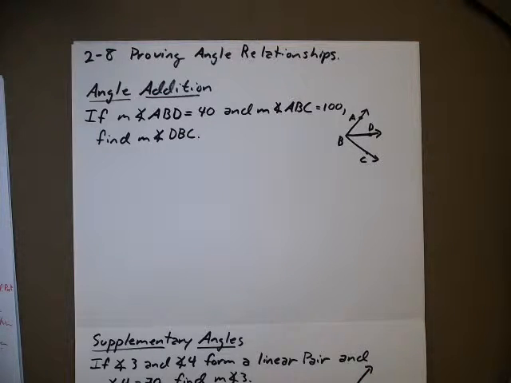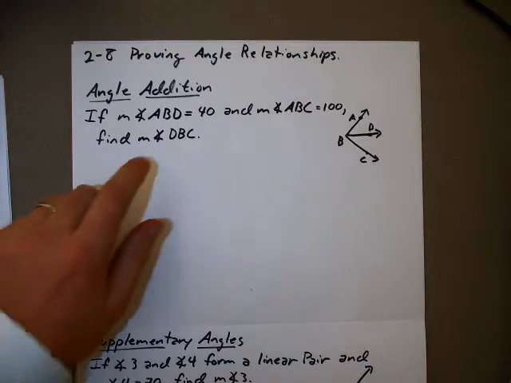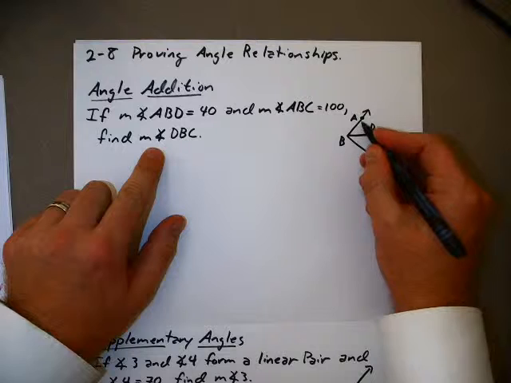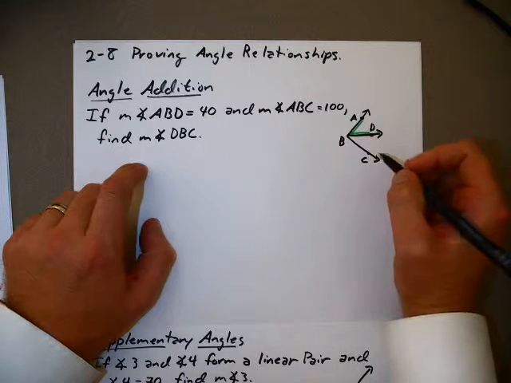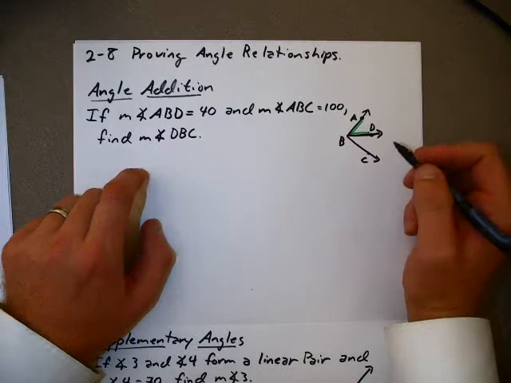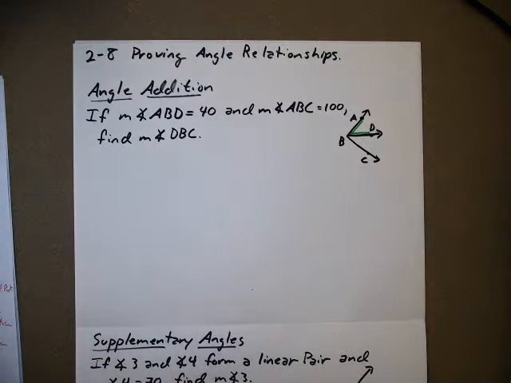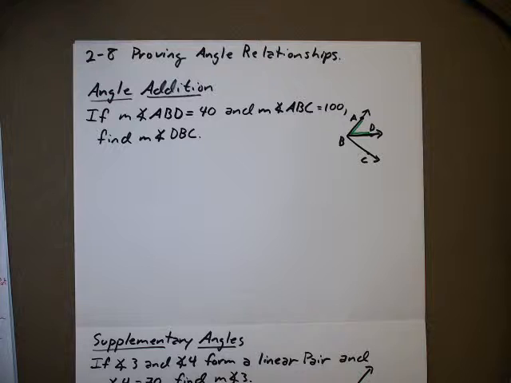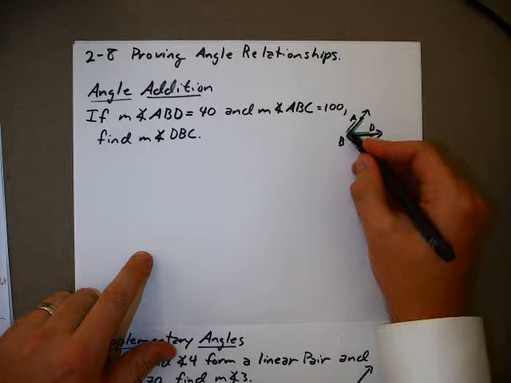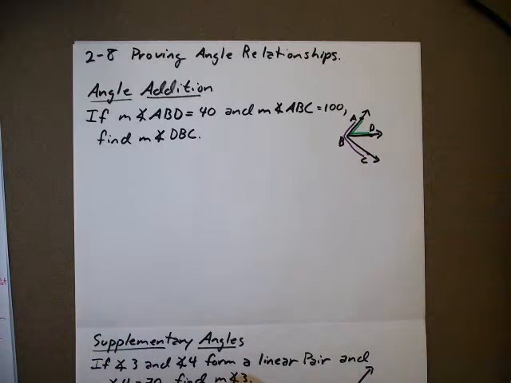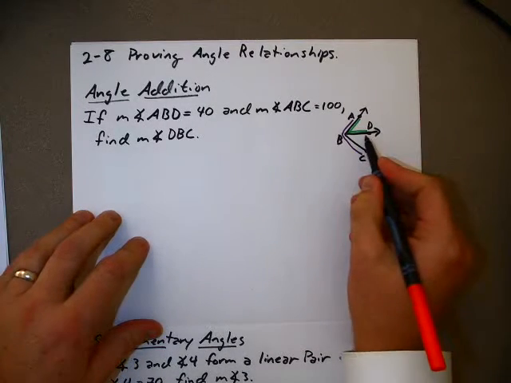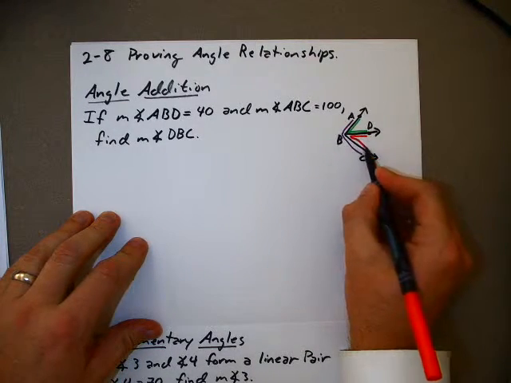If the measure of angle ABD, so let's take a look at this. This is this angle right in here, ABD, equals 40, and the measure of angle ABC, that large angle there, equals 100. Then they want us to find the measure of this angle in here, DBC.